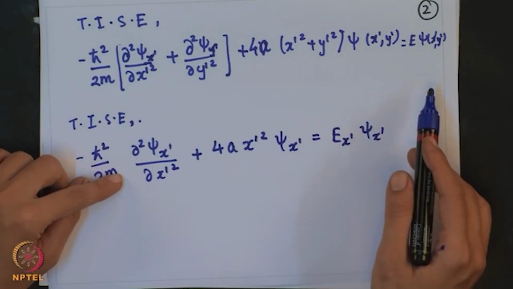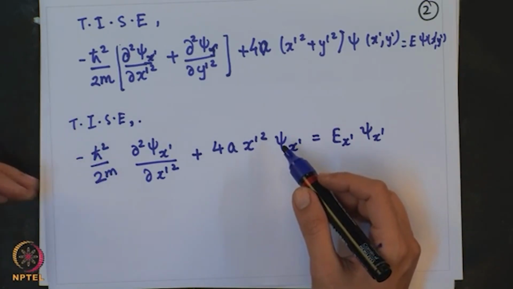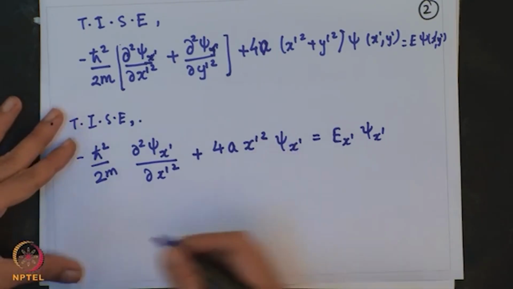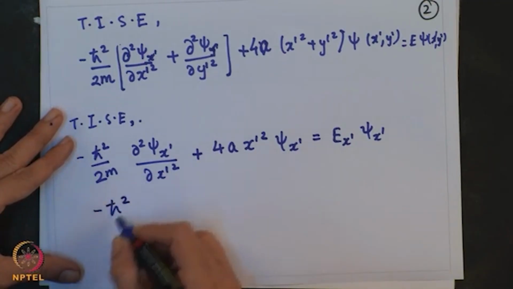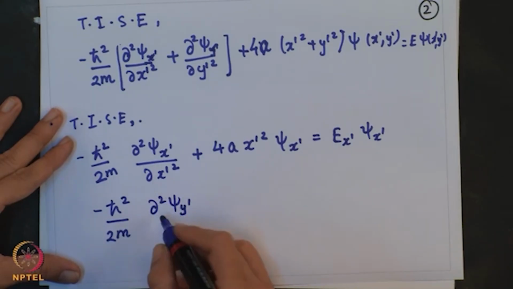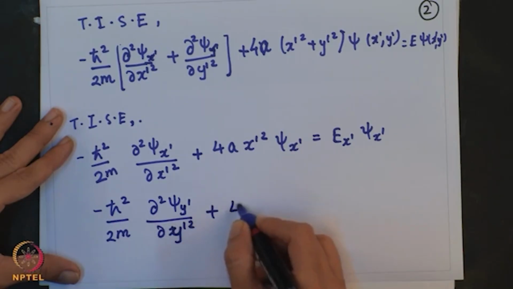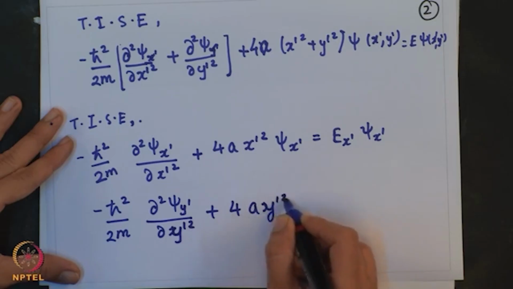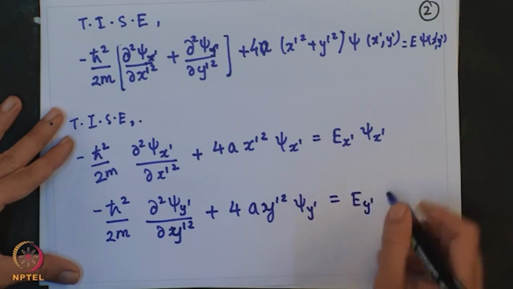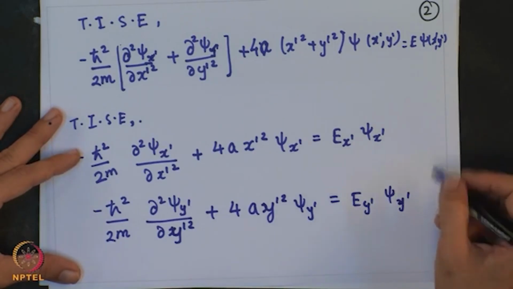You can use separation of variables and write the Schrodinger equation for the x prime coordinate and y prime coordinate separately. So, the second expression would be del square psi of y prime by del y prime square plus 4a y prime square psi of y prime is equal to E y prime psi of y prime. So, these two equations we have.